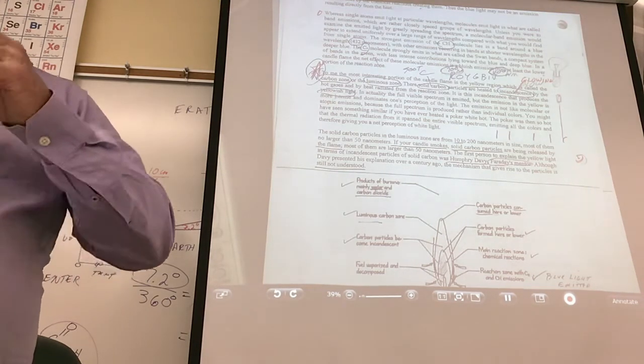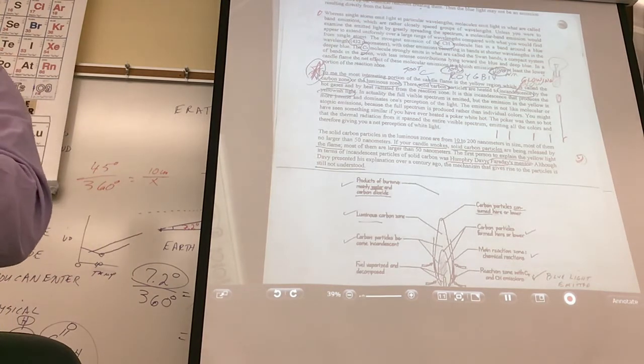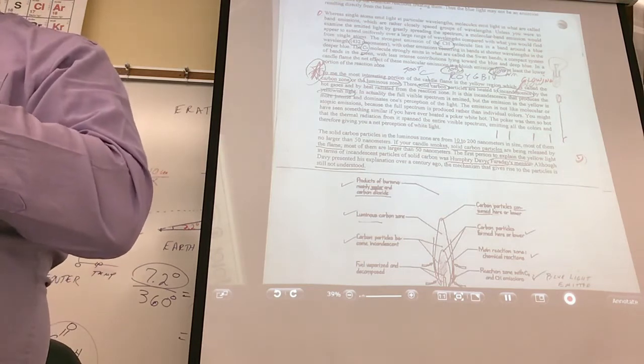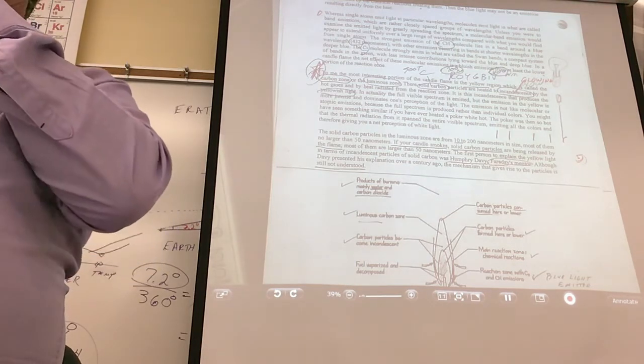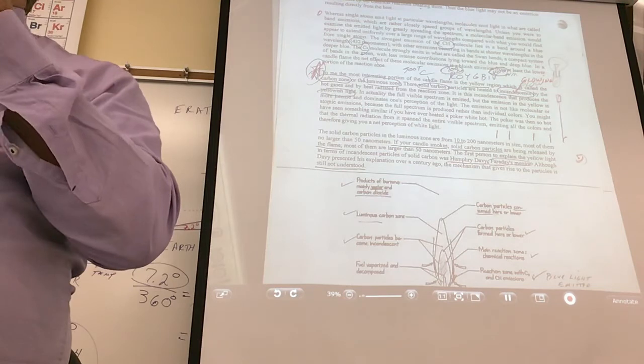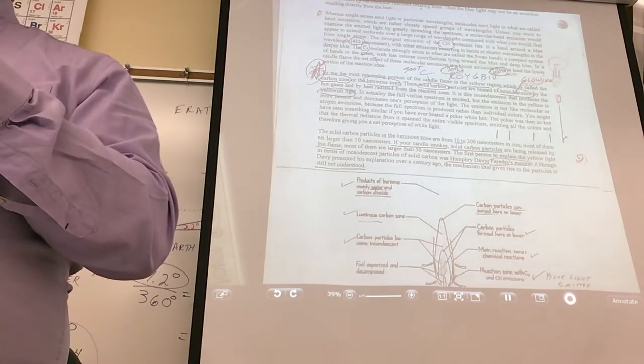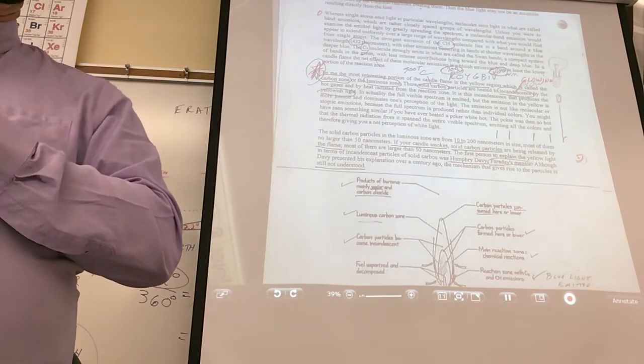And it's getting hotter and hotter. So what happens to these carbon particles that you call soot? What happens to carbon particles when they get really, really hot? What's that fancy word that means they're so hot they give off light? What was that fancy science word?